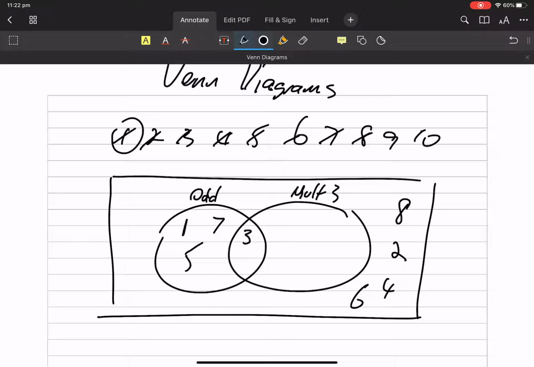9 is a multiple of 3 and odd. Oh my gosh, how easy is that? See that number 6? Number 6 is a multiple of 3. There we go. There's 9 and 10 is out.